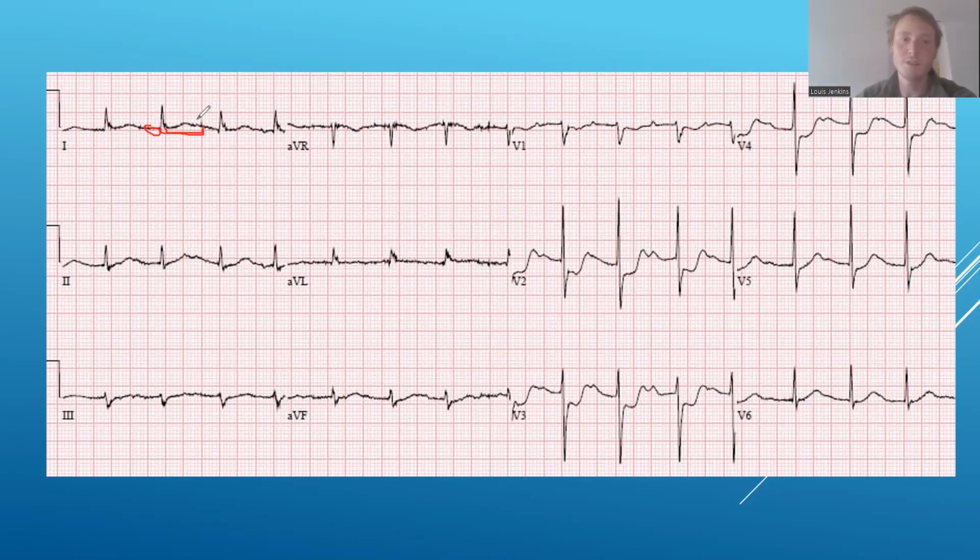But as a general rule of thumb, if a T wave is more than half of the interval between the two R waves, it's probably a long QT. But I'll talk about that another day.